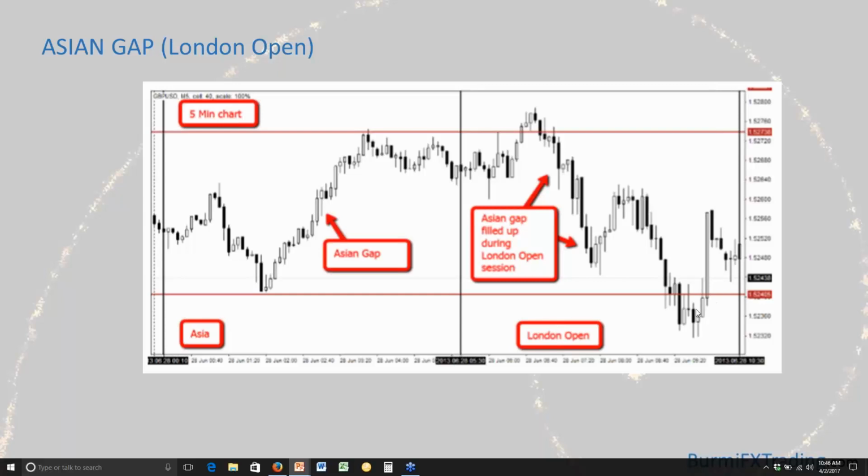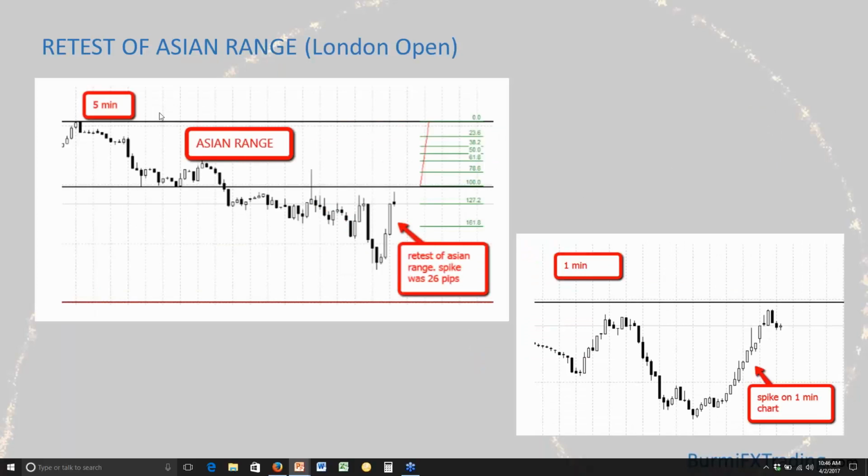This one is another example of false breakout. Price breaks out of the Asian range, comes back in, take a buy, and you're expecting the price to go to the other side of the Asian range. Retest of Asian range, that's another one I like.